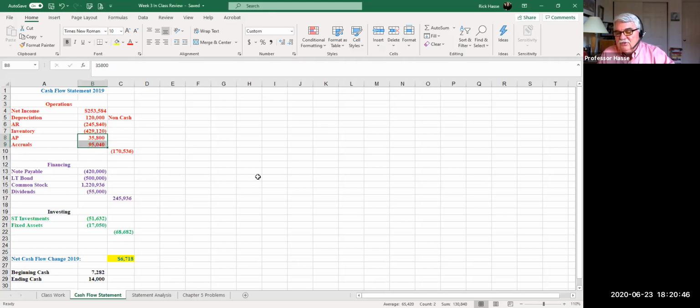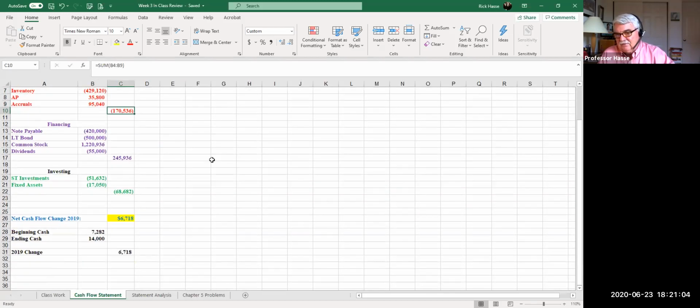These are the definitions of operating cash flow: net income, depreciation, operating assets, and operating liabilities. In the case of this company, ouch, negative $170,536.